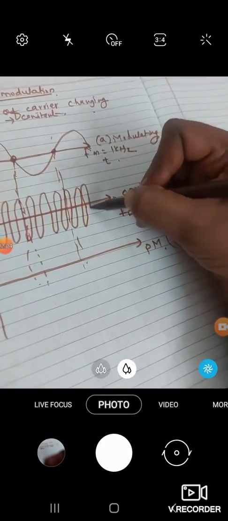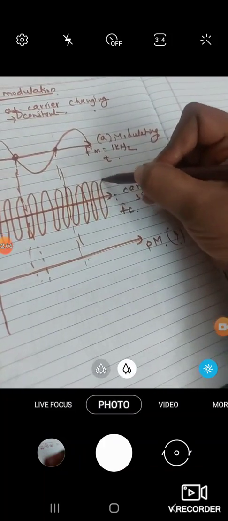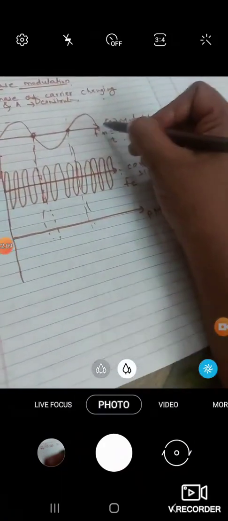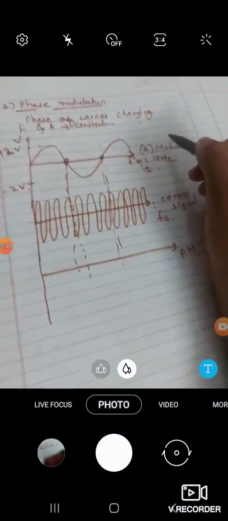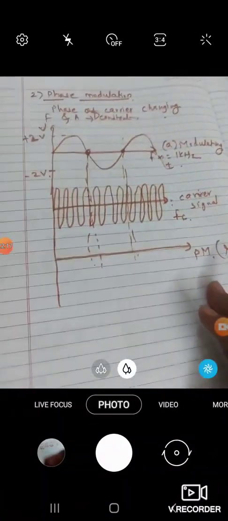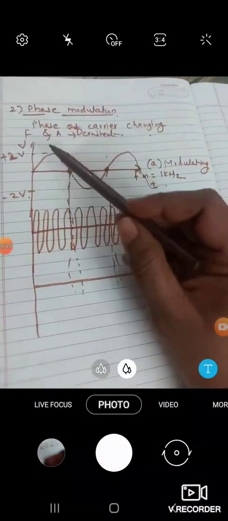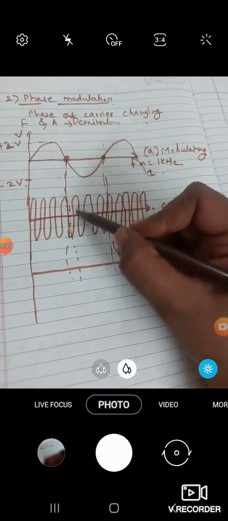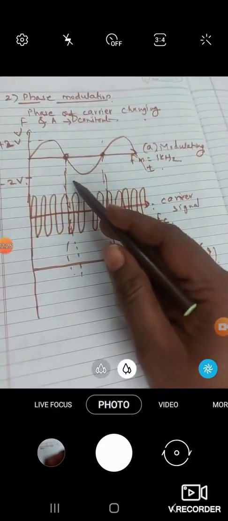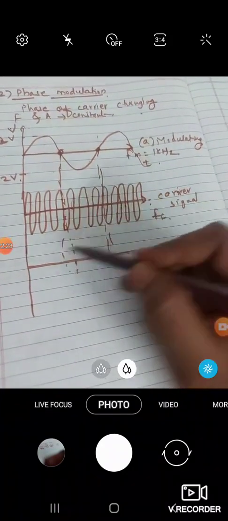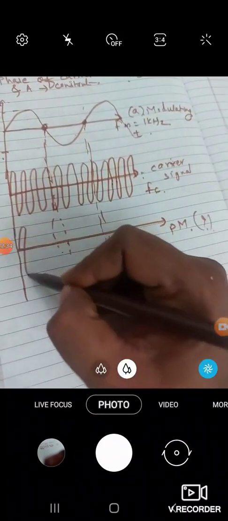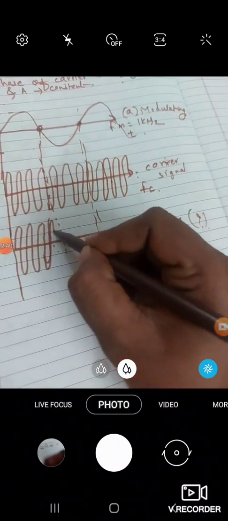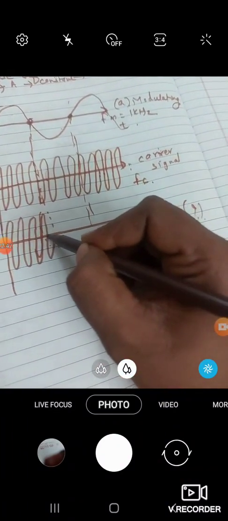If we extend this diagram a little further, it will be like this. So here the fourth cycle also we can show, but I have not shown it because here it will not be properly visible. So this is the modulating signal, this is the carrier signal. If we do not do the modulation, in that case the carrier signal will transmit as it is. But what happens when we are doing the phase modulation? The phase of the carrier is changing at this particular point.